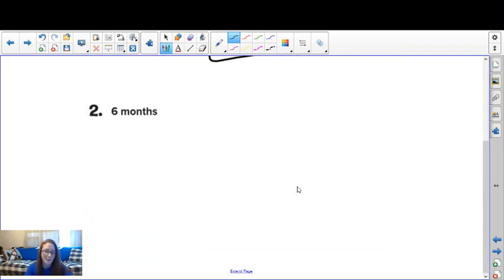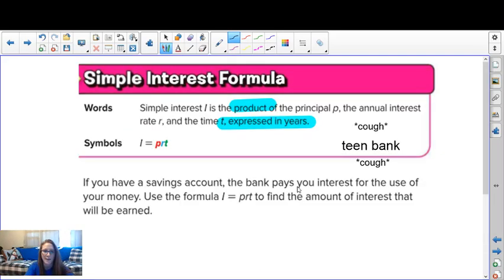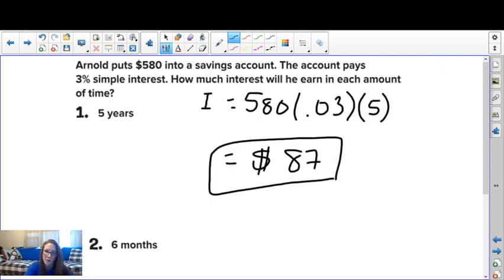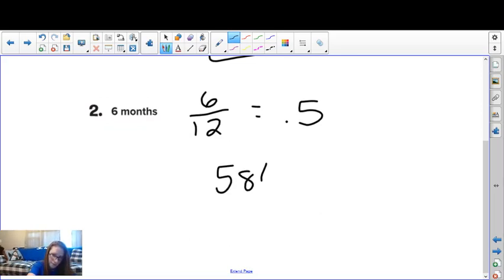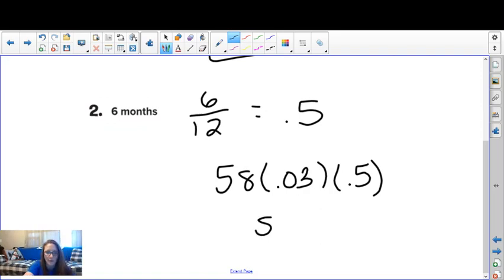Number 2, same amount, but now for 6 months. The difference here is, if you remember, I said that my T wasn't expressed in years. So since I'm dealing with months, I need to turn that time into a decimal. So I have 6 months over 12 months, which is 0.5. So I'm going to start with that 580 times the rate of 3% again, times my amount of time, which is in this case 6 months, or 0.5, which gives me an even smaller amount of $8.70.